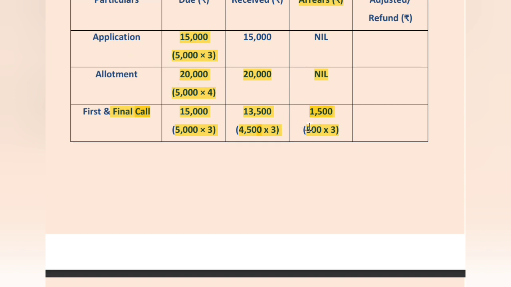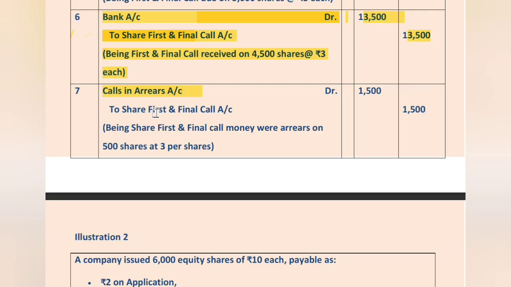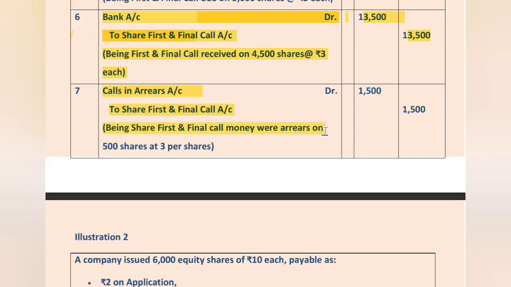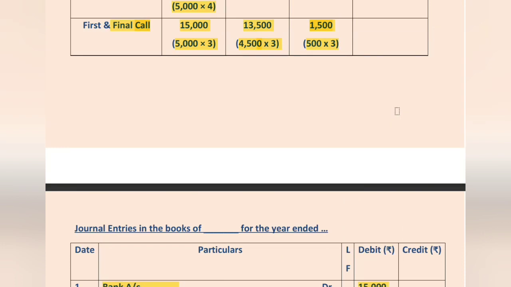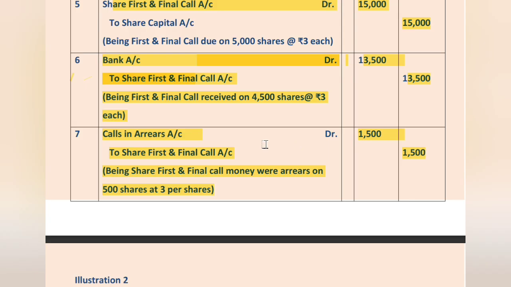How much is arrears? 500 into 3 is arrears now. Which is that amount? First and final call. So calls in arrears account debit to equity share first and final call account. Being share first and final call money was in arrears on 500 shares at rupees 3 per share. So 500 into 3 arrears is 1,500. Like that you have to solve the question.